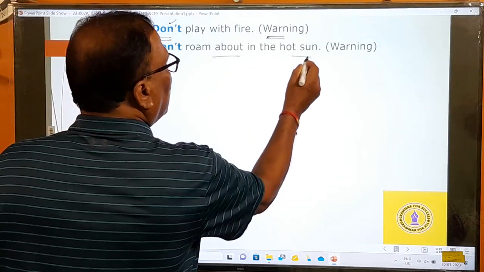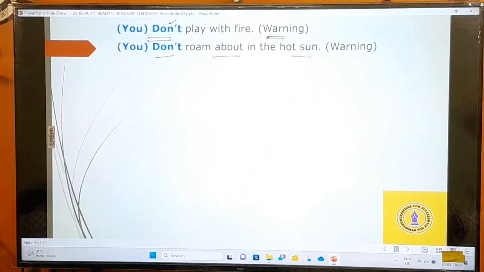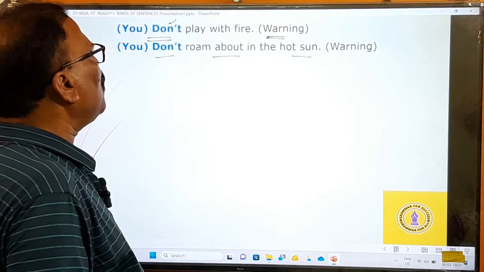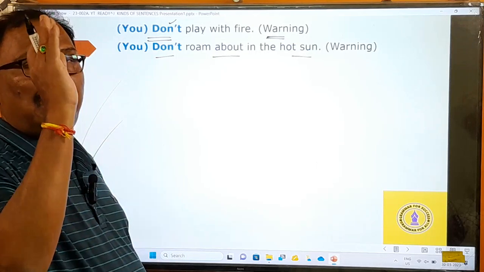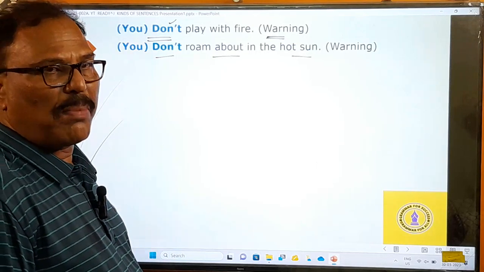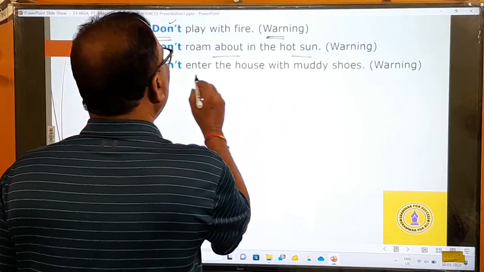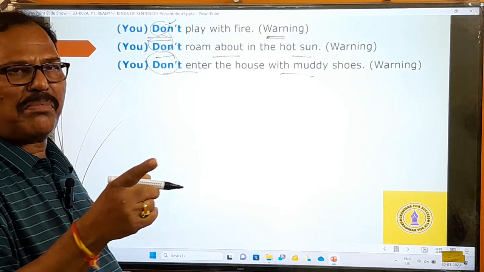Don't roam about in the hot sun. It's a warning. Hey, don't roam about in the hot sun. The sun is very hot. Be careful. Don't roam about in the hot sun. It's a warning. Here you see, don't enter the house with muddy shoes. Warning. Hey, don't enter the house with your muddy shoes.